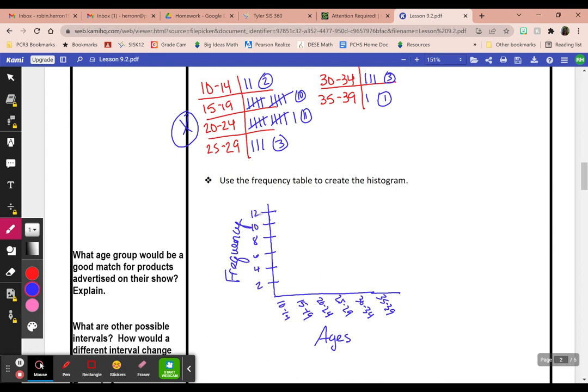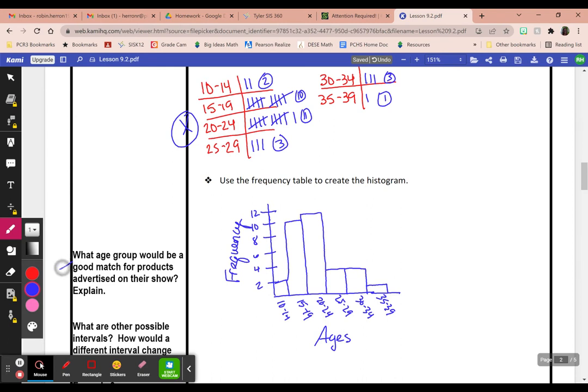And then I'm just going to draw my bars. The first group has 2, so I'm going to come up here and draw a bar for 2. 15 to 19 has 10, so I'm going to go up to 10 and over. Histogram bars touch, so there's no space between them. 20 to 24 has 11, so I'm going to go up just a little bit more. 25 to 29 has 3, so between 2 and 4. 30 to 34 has 3, and this one has 1. Okay? All right.